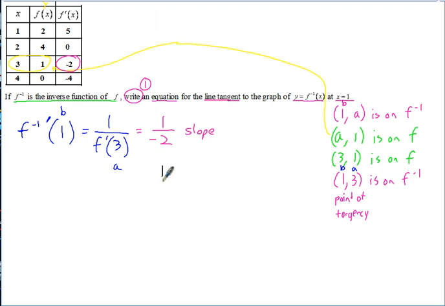So then we can write the tangent line: y minus the y-coordinate of our point of tangency, 3, equals the slope, negative 1/2, times x minus the x-coordinate of our point of tangency, 1.